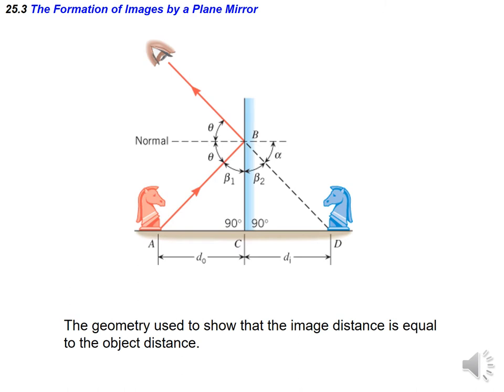The geometry is used to show that the image distance is equal to the object distance. In a plane mirror, again, the distance of the object from the mirror is equal to the distance of the image to the mirror. Again, if the distance of the object to the mirror is 5 meters, the distance of the image to the mirror is also 5 meters. So they are equal. In that case, if we will be solving for the distance from the object to the image, that is simply twice the distance of the object to the mirror, or twice the distance of the image to the mirror.